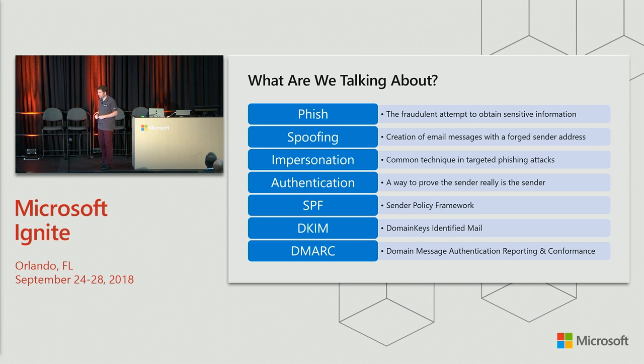Spoofing. Email messages are made that appear to come from someone, but actually come from someone else. So the sender address typically is forged. It's not from them, but it looks like it's from them. And impersonation is spoofing with a specific intent. So I can spoof any email address, and we'll talk more about that in a moment.